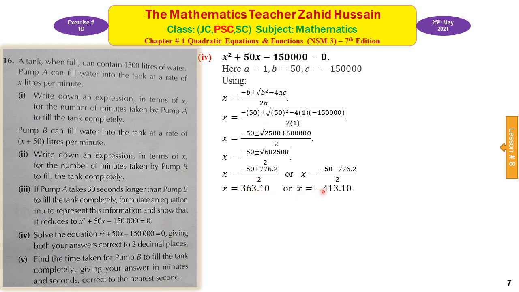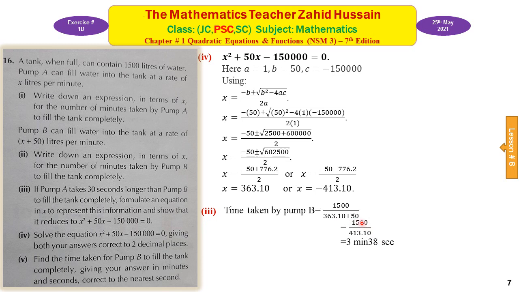One is 363.10 and the other is minus 413.10. Because x is the amount of water in liters, which cannot be negative, we will reject this value and we will take 363.10 to find the time taken to fill the tank by pump B. The time taken by pump B is 1500 over x plus 50. Simplifying this, we get 3 minutes 38.